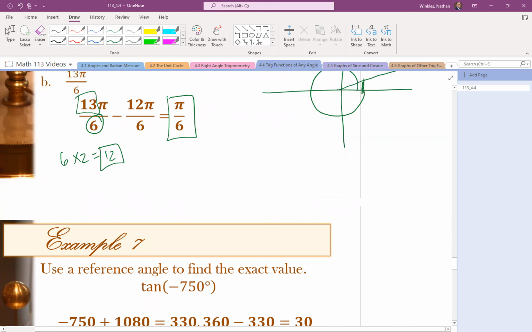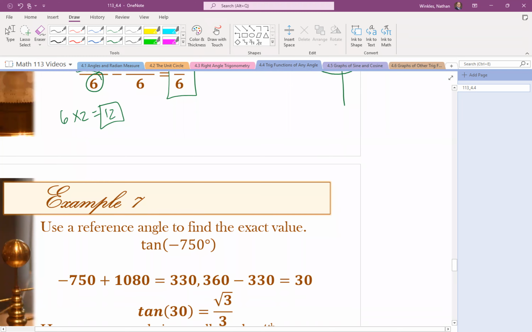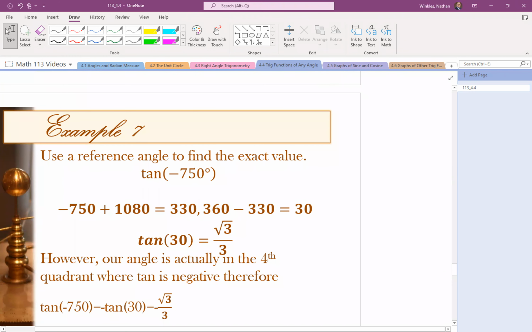Finding reference angle is just the first step because in this next case, we want to use the reference angle to find the exact value here. So tangent of negative 750 degrees. The first thing we have to do is add multiples of 360 degrees until we make it to the first positive iteration.